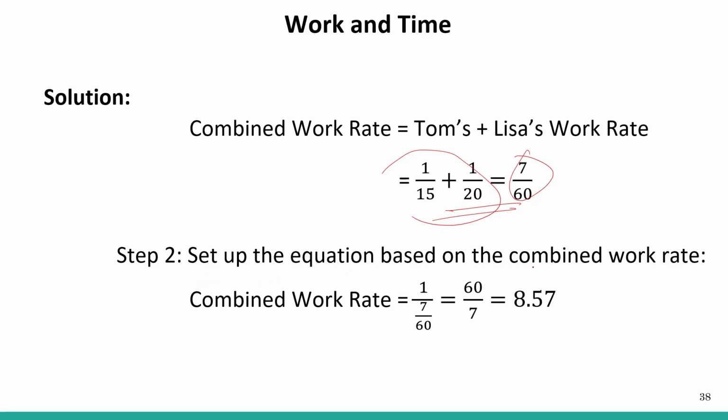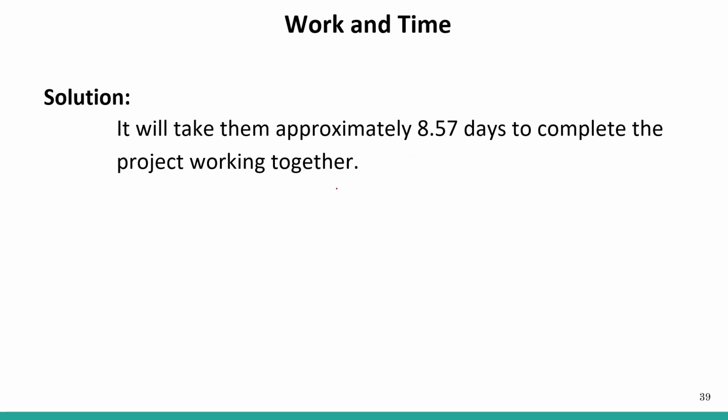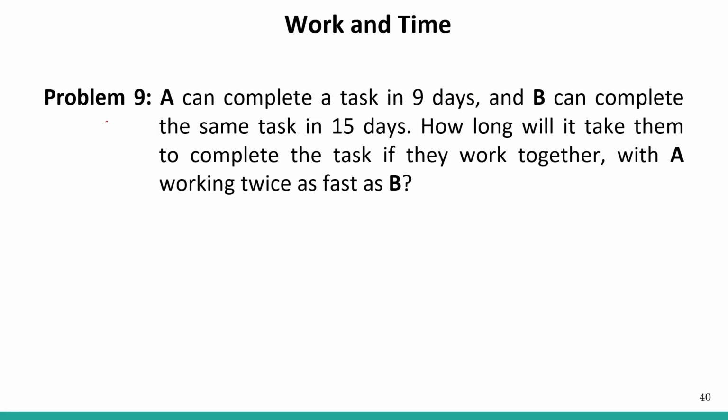Set up the equation based on the combined work rate. So time is equal to 1 by 7 by 60, that is 60 by 7, which is equal to 8.57 days. So it will take them approximately 8.57 days to complete the task. So let's see problem number 9.